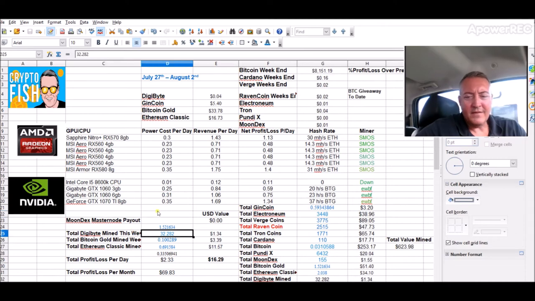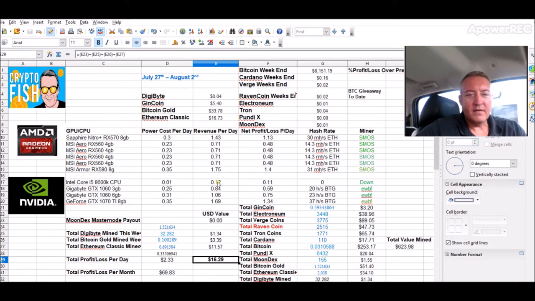So here's the Digibytes. I started mining yesterday. I did get 32 coins. Was hoping for like 50, but I kind of figured I'd be right around in the 30 range. Ethereum Classic, 0.69, $11.57. Total so far this week, $16.29 total value mined so far.